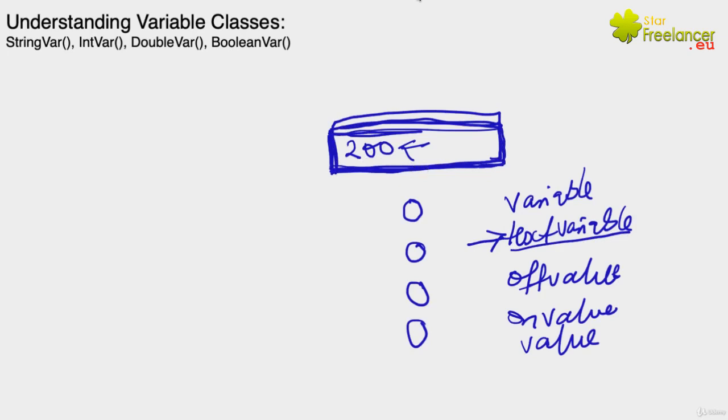So we need subclasses to work with widgets, such as StringVar, IntVar, DoubleVar, and BooleanVar. What do they do? For instance, this one is meant to hold strings. This is meant to hold integers. This is meant to hold floats. This is meant to hold booleans.